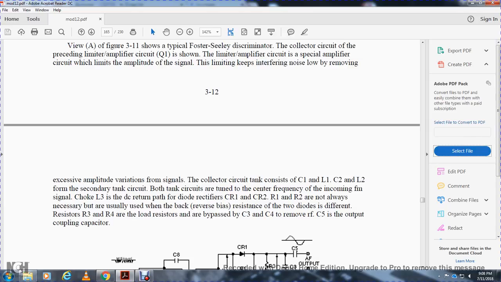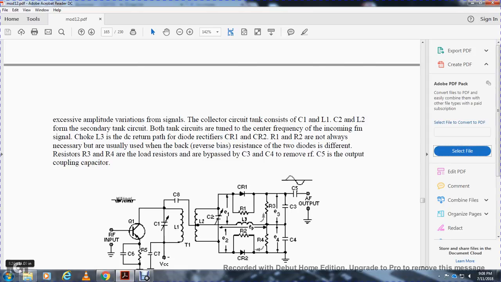Resistors 1 and 2 are not always necessary, but are usually used when the reverse bias resistance of the two diodes is different. Resistors 3 and 4 are load resistors, and bypass capacitors 3 and 4 remove the radio frequencies. Capacitor 5 is the output coupling capacitor.